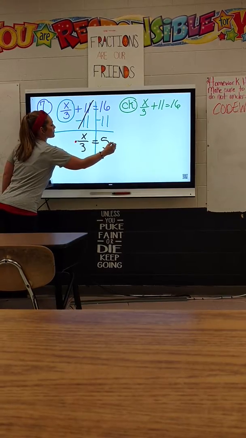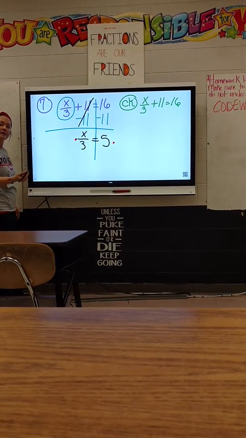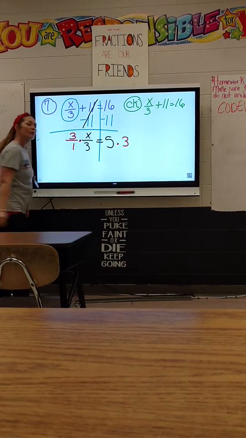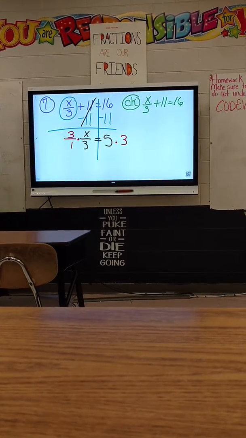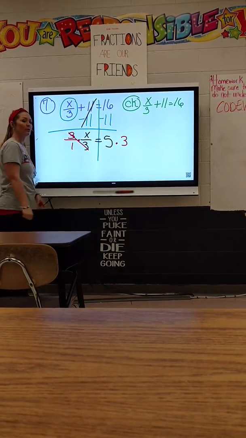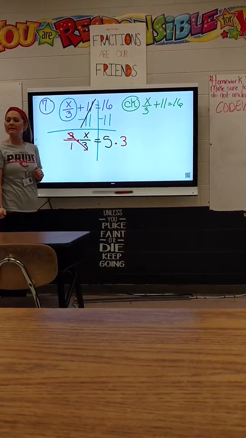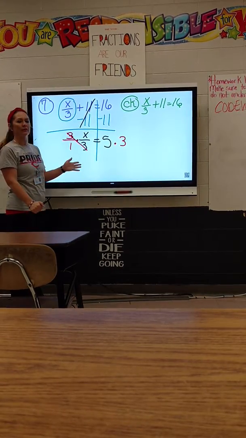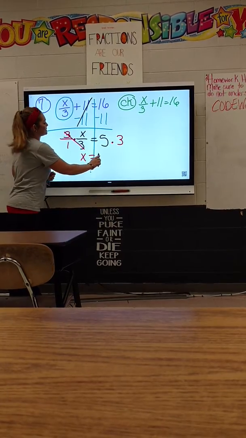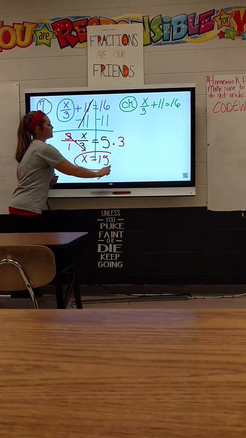What am I going to multiply both sides by? 3 over 1. What do we know about multiplicative inverses, ladies and gentlemen? They cancel out. Great job. They cancel out, leave me with a value of 1x. But 1 is the multiplicative identity, so what are we left with over here? X. X equals? 15. Awesome. Are we finished? No, just do a check.